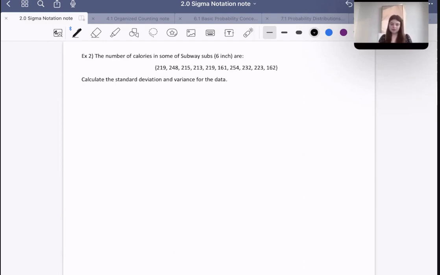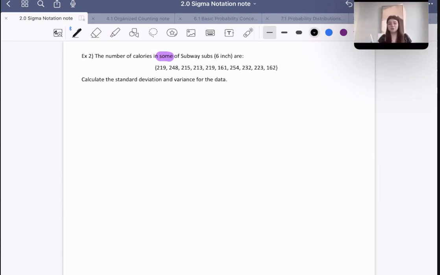This one says the number of calories in some of the Subway's 6-inch sandwiches are as follows. Calculate the standard deviation and variance for the data. Let's keep in mind that this is just some Subway sandwiches. The key word I'm going to highlight is the word "some." This means that this is not the population of all Subway sandwiches. This is just a sample of Subway sandwiches.